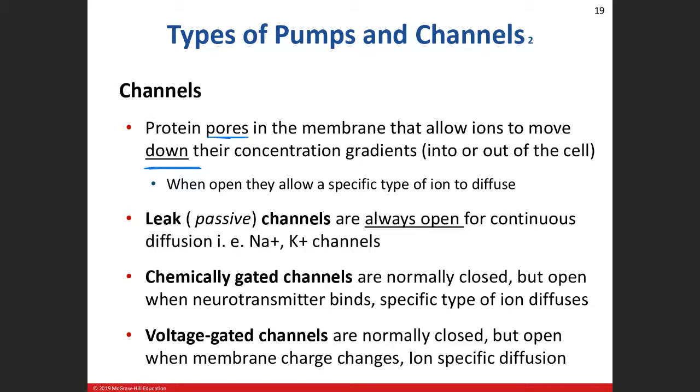Okay? So these channels, and you need to know this, are specific to one type of ion. A potassium ion cannot travel through a sodium channel. A calcium ion cannot travel through a potassium channel. So each channel is specific to one type of ion, and that's only when they're open. When it's closed, nothing's getting through. When it's open, only the ion that it's specific for can get through.